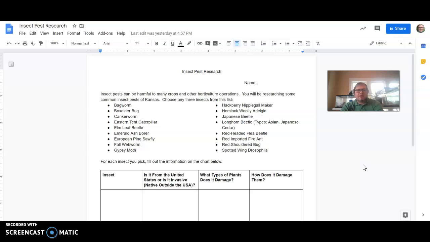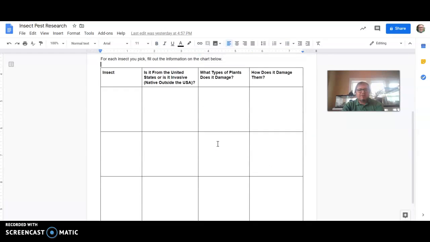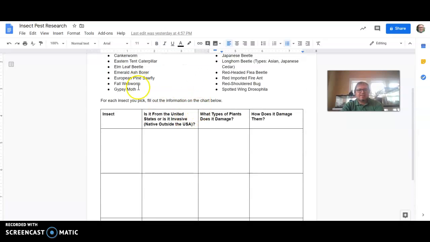The research between all three of these assignments is pretty similar, so I'm going to give the instructions here in one video just to go over them real quick. So let's look at the insect one first. Here we've got a variety of different insect pests. Again, we talk about how they're harmful to crops, usually just by consuming them. So you will pick out three different insects from this list to give some information on.